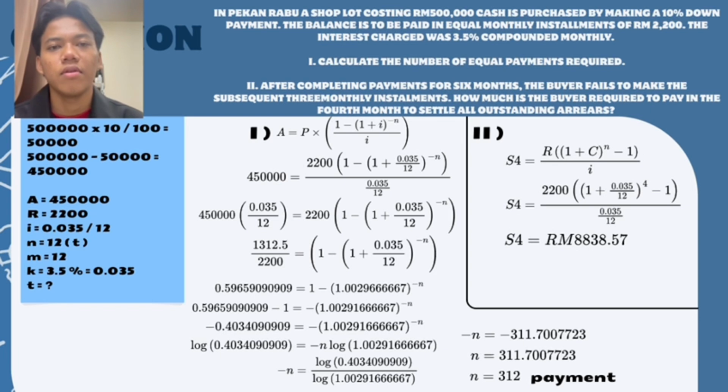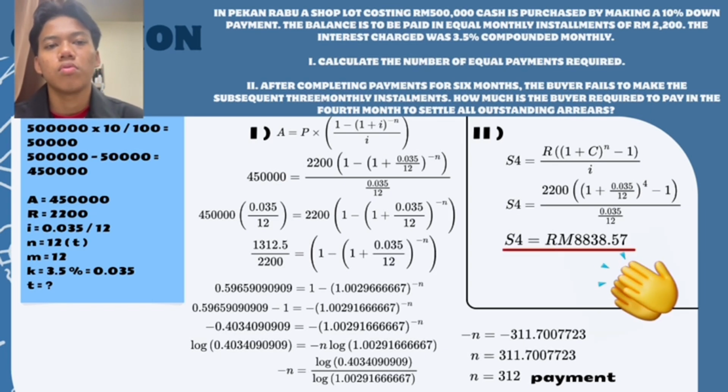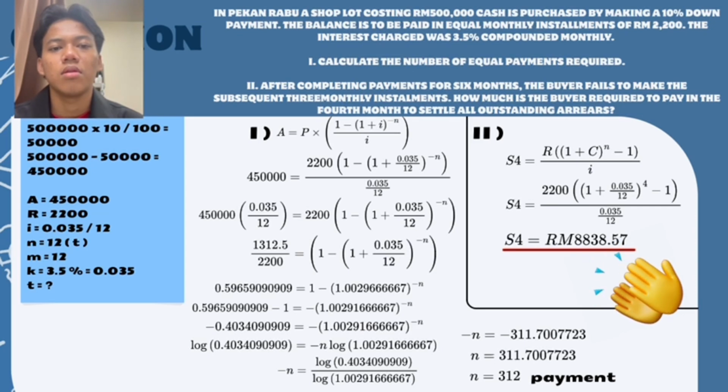And we can solve it to get S4 equal to RM 8838.57. That means the buyer must pay in the 10th month to settle the outstanding arrears from months 7, 8 and 9 including the accumulated interest.